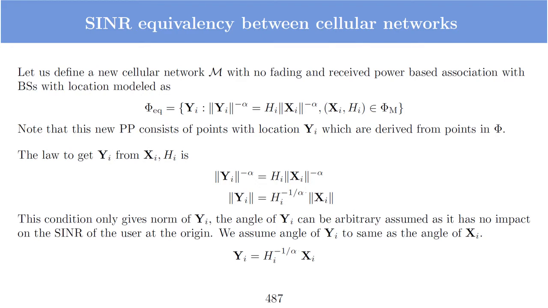Okay, so we are relocating each base station Xi to a new location Yi such that norm of Yi to the power minus alpha is equal to Hi times norm of Xi to the power minus alpha. And then we are not considering any Hi, so this base station process will not have any fading, just the location would be at Yi. Okay, so from the same law relating Yi to Xi, you can solve it and show that norm of Yi is equal to Hi to the power minus 1 upon alpha times norm of Xi.